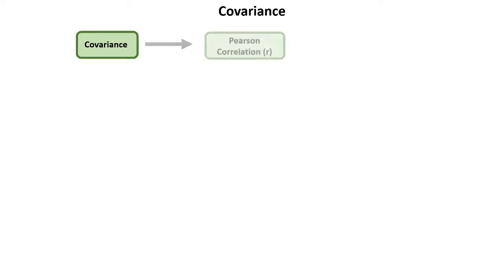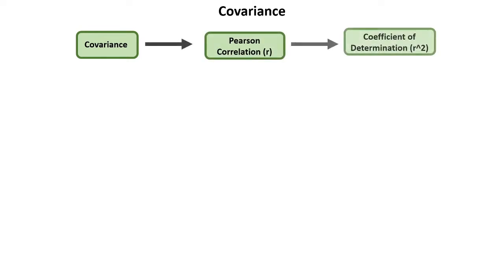Okay, but for now, we're going to assume that our factors are additive, and we're going to go on to covariance. So covariance is a good stepping stone to get you to Pearson correlation, which is a good stepping stone to get you to coefficient of determination.